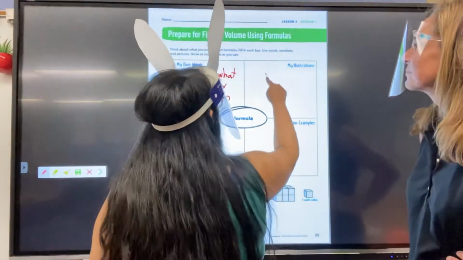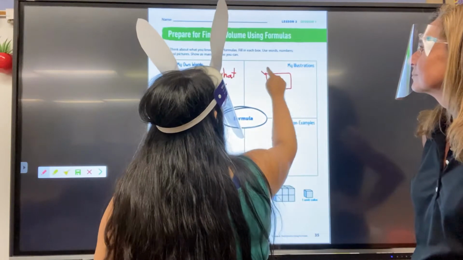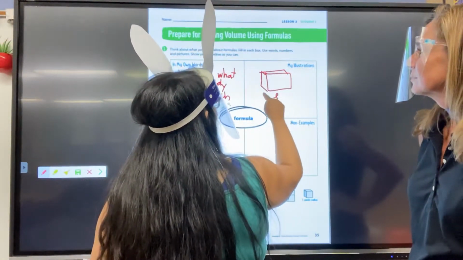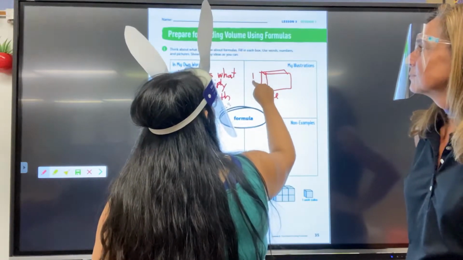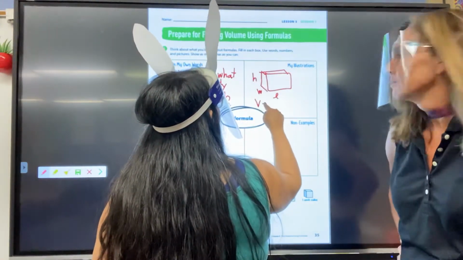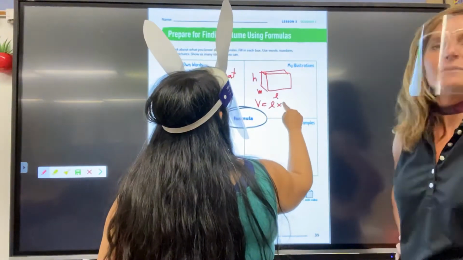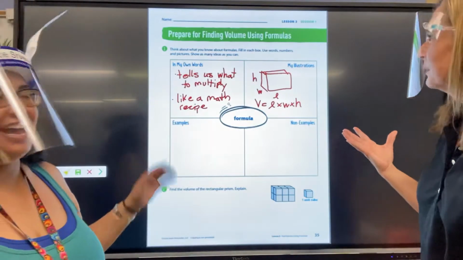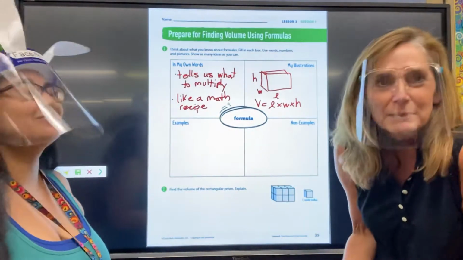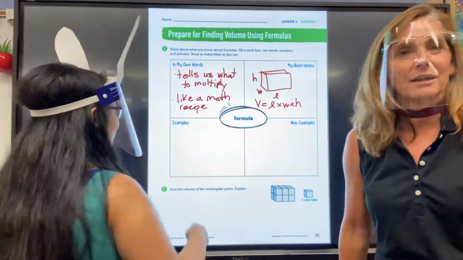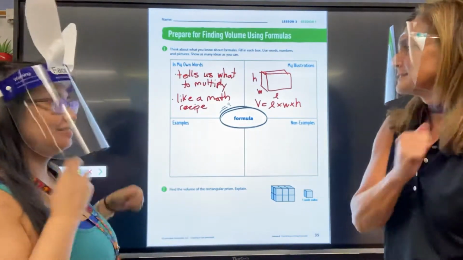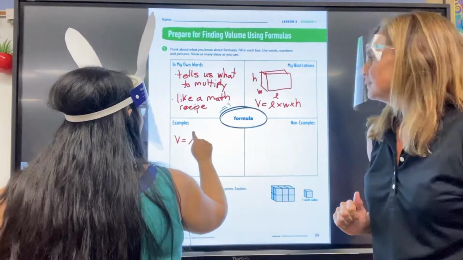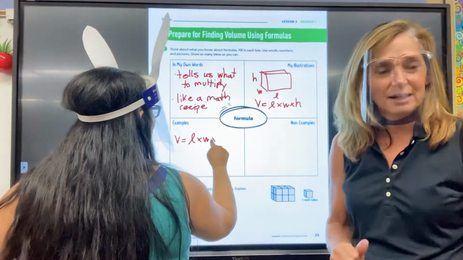Well, gosh, we all know a formula right now, and that's the formula for volume. So I could draw my little rectangular prism, and this is length, this is width, and this is height, and I know that volume equals length times width times height. Oh, there we go. So that's one of our formulas for being able to calculate the volume. So let's put our examples over there. We've got that example one of volume equals length times width times height.